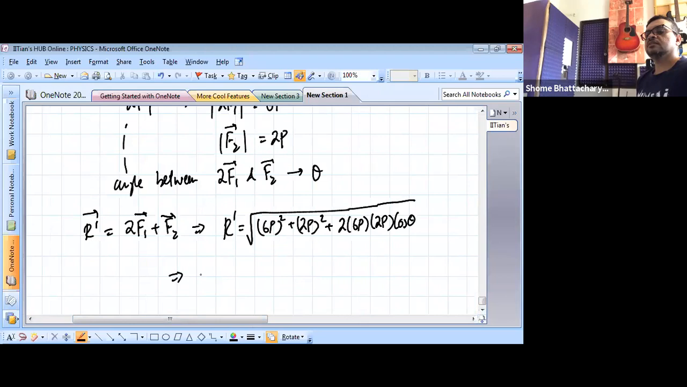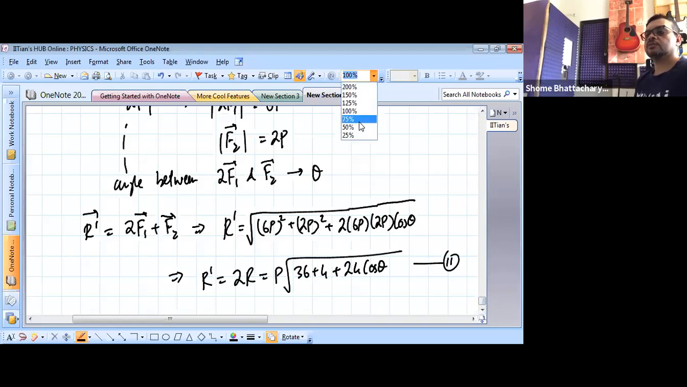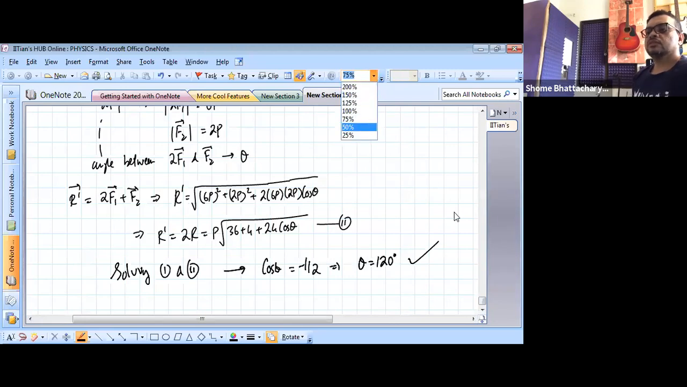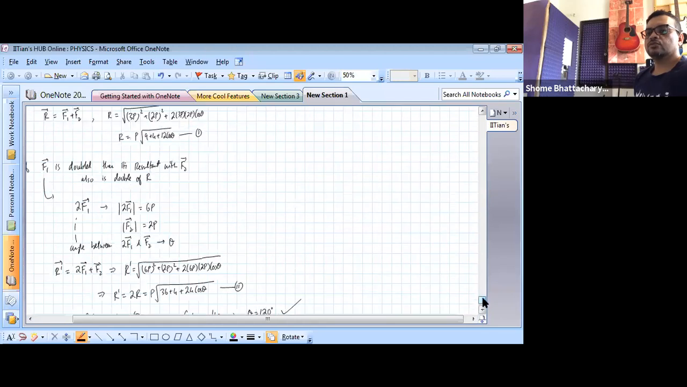Now this resultant should be twice of the earlier resultant. So that should be equal to p into square root of 36 plus 4 plus 24 cos theta. So this is your equation 2. Now if you solve equations 1 and 2, you will get the required answer. You will get cos theta as minus half. That means theta will be equal to 120 degrees. So this is the solution of question 15. You have to just do the solving part, which I have left out for you. You can do it yourself.